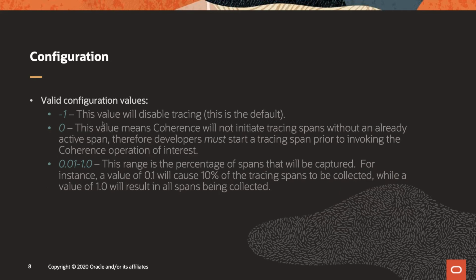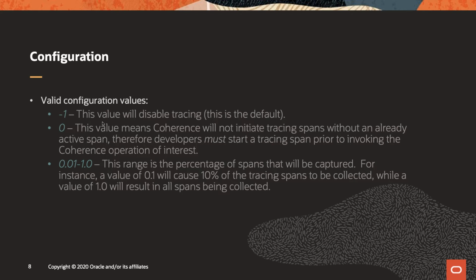So, valid configuration values: -1 will disable tracing, and this is the default. 0 is kind of a special case. This means Coherence will not initiate tracing spans on its own. Therefore, a tracing span must already be active. Otherwise, Coherence will drop the span.